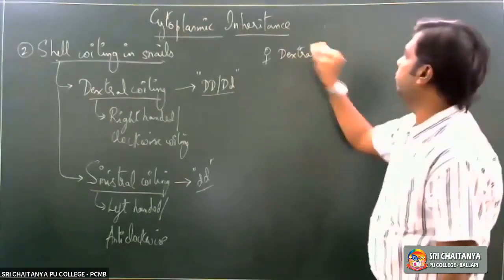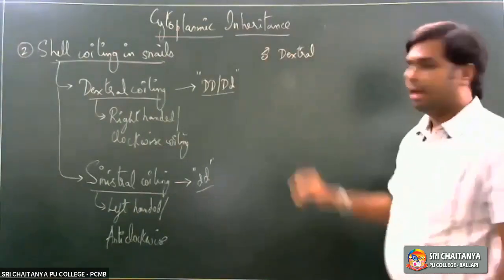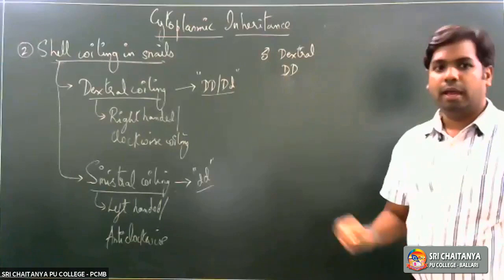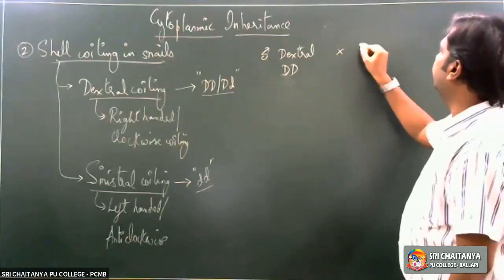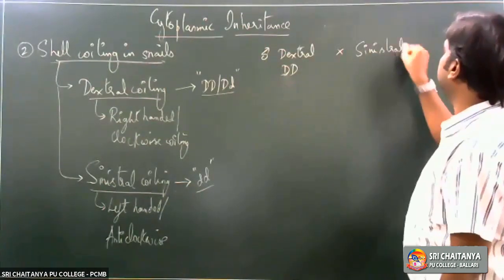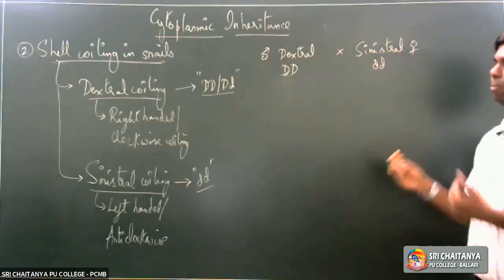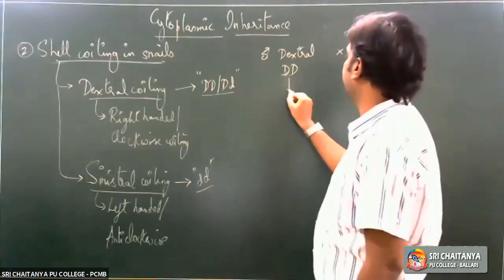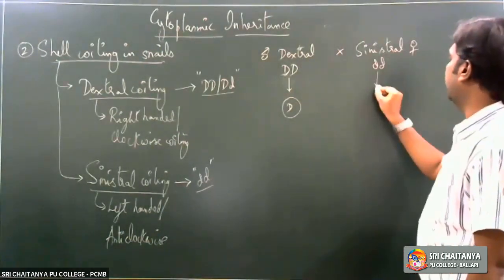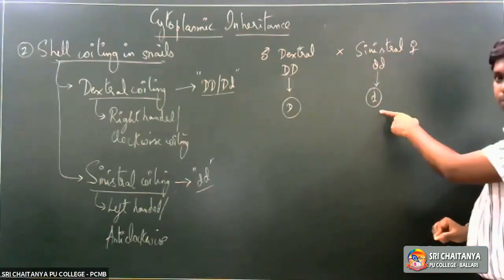So when a dextral male having the genotype capital D, capital D, is crossed with a sinistral female having small d and small d, what would be the condition now? This male will start producing the gamete with capital D. This female also will start producing a gamete with small d.